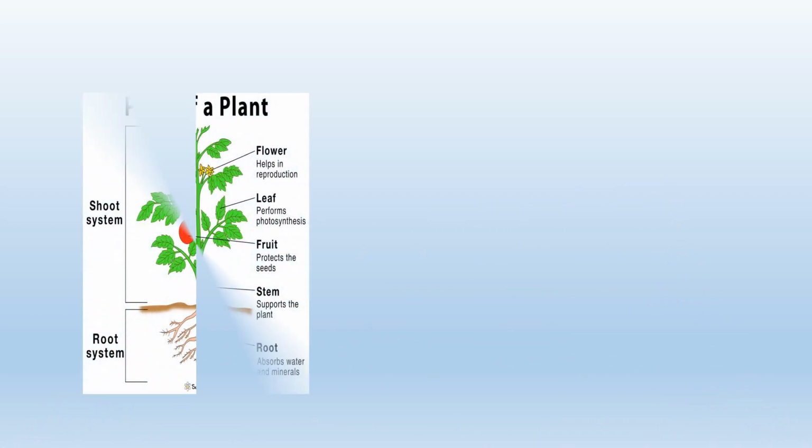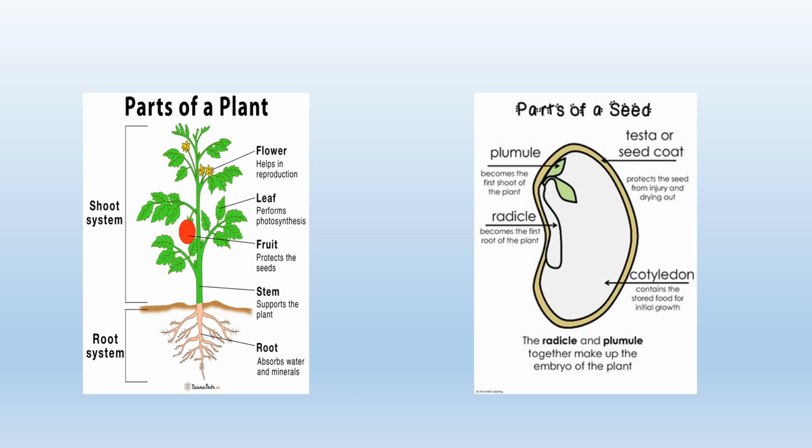Plants comprise the shoot system and the root system. The shoot system includes flowers, leaves, fruits, and stems, while the root system comprises roots. We studied a new topic this year, that is the parts of a seed: testa, or seed coat, cotyledon, also known as stored food, plumule and radicle, which form the embryo of the seed.